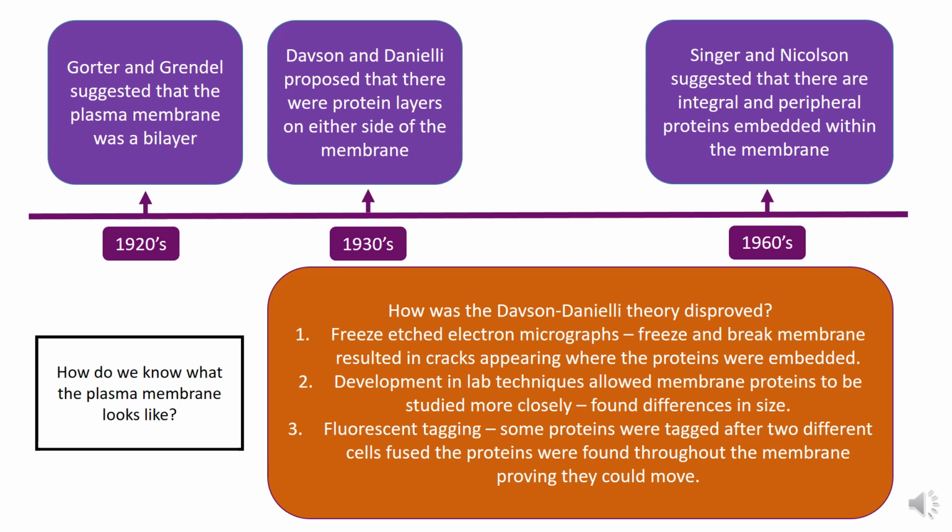And then finally, you can tag the proteins in the membrane and look at whether they can move around in the membrane or whether they don't move around. So if they were in layers, you would assume that the proteins wouldn't move around. Whereas because they do move around, we can assume that they are actually embedded within the membrane. And that ends 1.3 membrane structure.